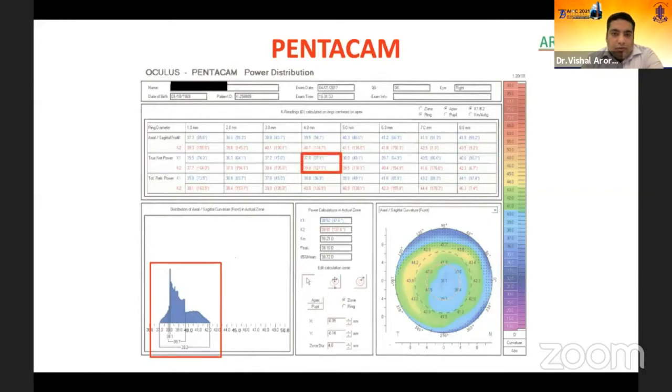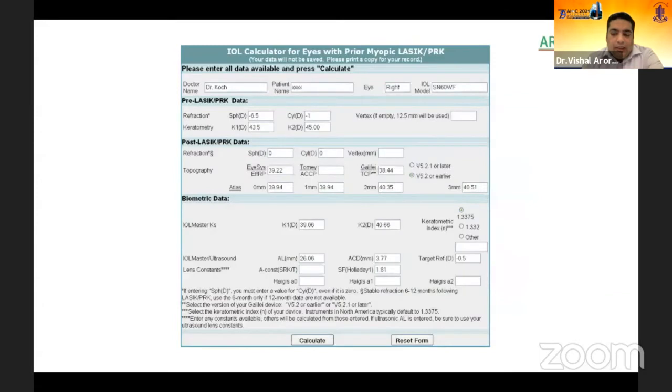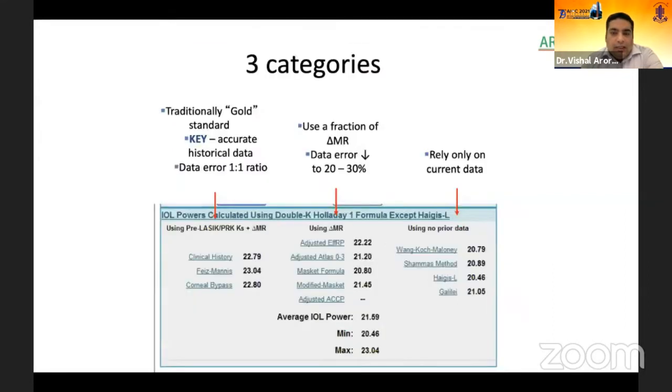It is better to use the 4 millimeter zone value of the true net power. You can have the true net power calculator, or you can always go to this column here, which I'm pointing, and you can change your zone diameter here. And it will change the values here, and you can get the exact power of whatever you want. So after doing everything, you have put in all the values from whatever topographer you have, and put in the best biometry or the immersion data. You just hit on calculate.